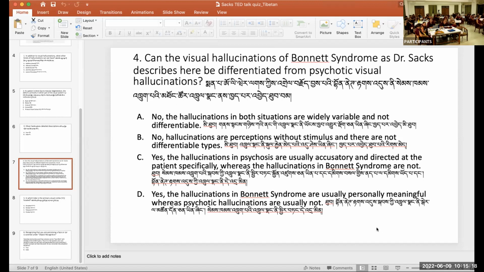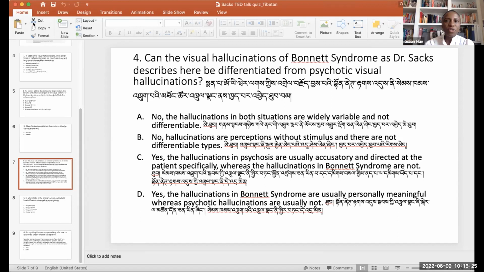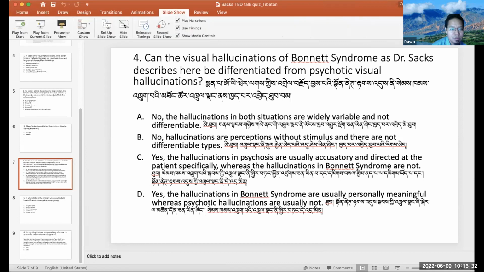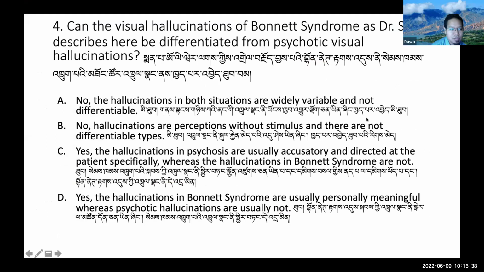Can you enlarge the slide? Maybe you can just put it in full presentation mode. Yeah, slideshow, and I can read. Yeah, let's see. Let's try.